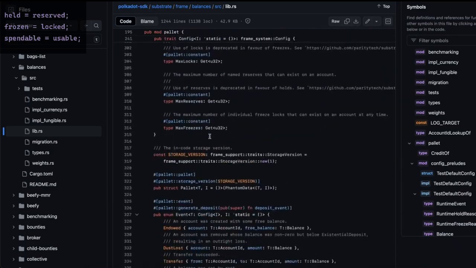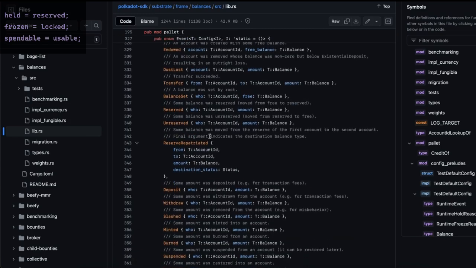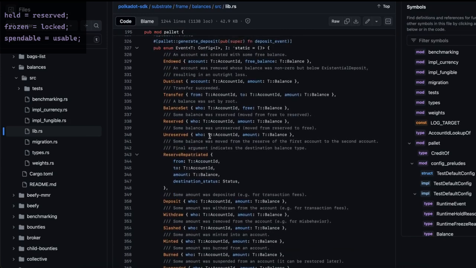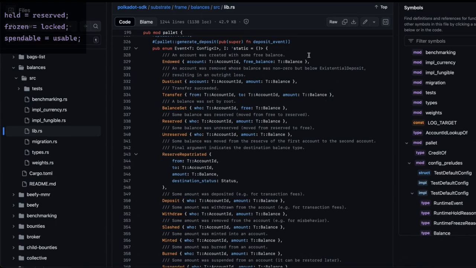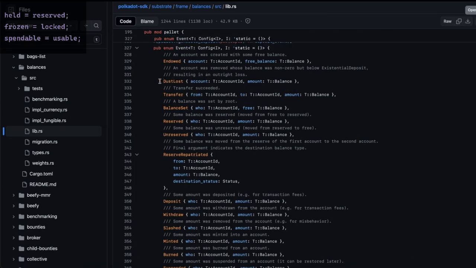And here we can see the logic that is used for managing the native token of the project. So there's account created and there's account removed. As we discussed before on the Polkadot.js org, if the existential deposit is spent, then the account is removed from the storage.